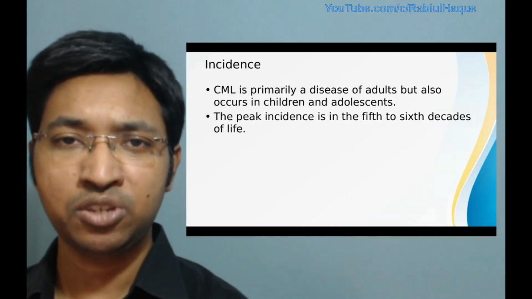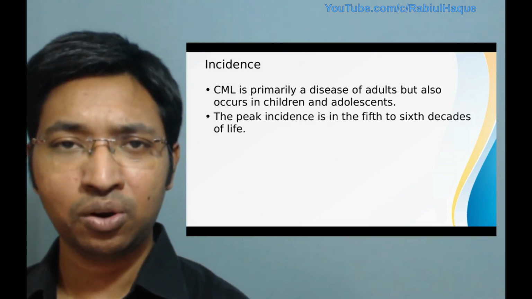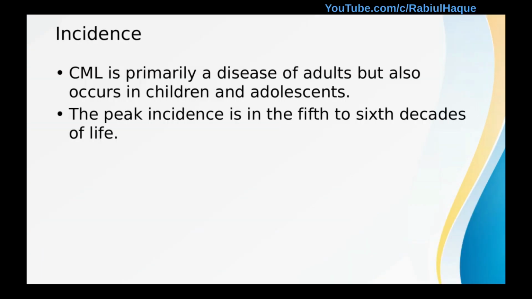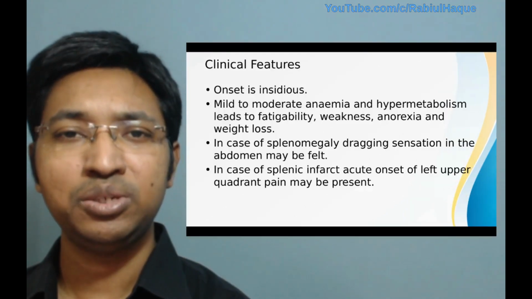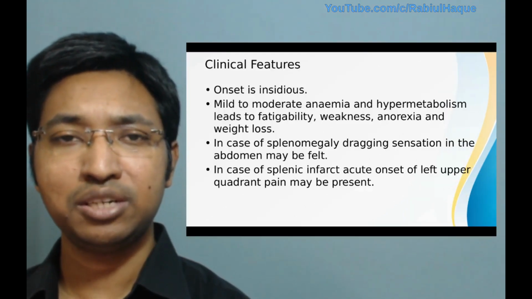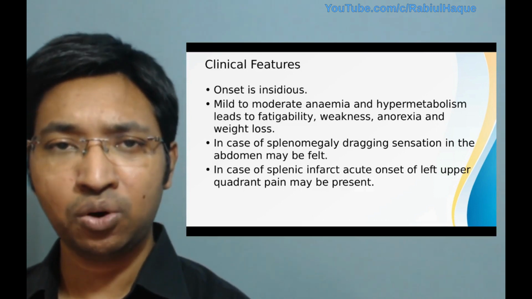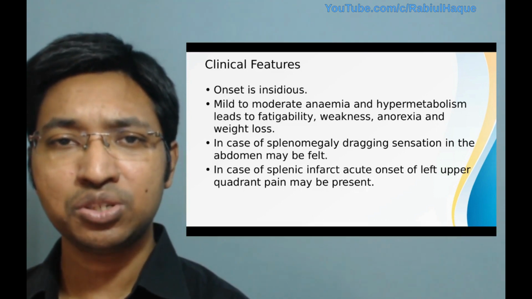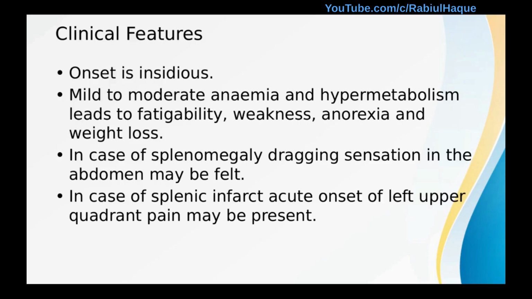So now that we have talked about the etiology of chronic myeloid leukemia, now let's move on and talk about its incidence. Regarding incidence, always remember that chronic myeloid leukemia is primarily a disease of adults, but also occurs in children and adolescents. The peak incidence is in the 5th to 6th decades of life. So now that we have talked about the incidence of chronic myeloid leukemia, now let's move on and talk about the clinical features of chronic myeloid leukemia.